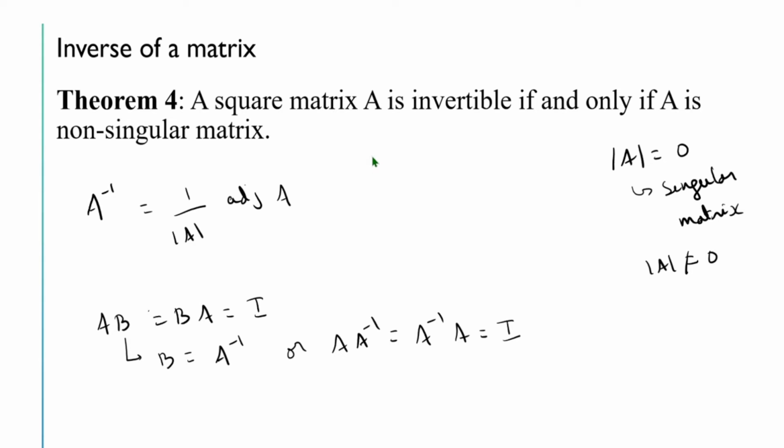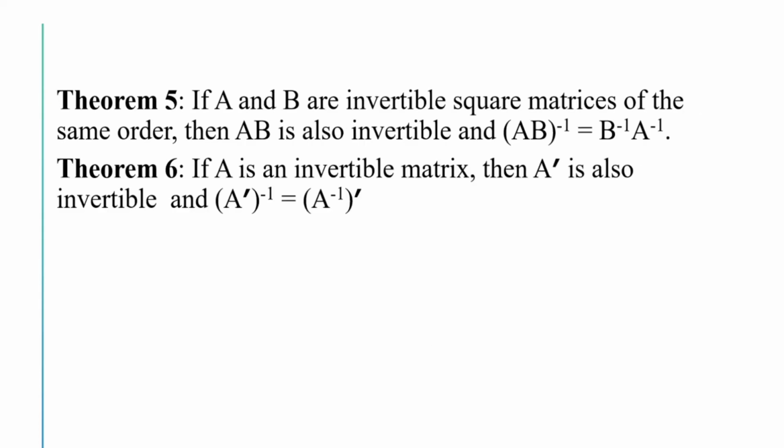If A is a square matrix which has an inverse, then we will be able to find a matrix B such that AB is equal to BA is equal to the identity matrix. So, in this case, we call this matrix B as the inverse of A and we have B is equal to A inverse. So, from this we can write A into A inverse is equal to A inverse into A is equal to the identity matrix. Now, we will see some more theorems.